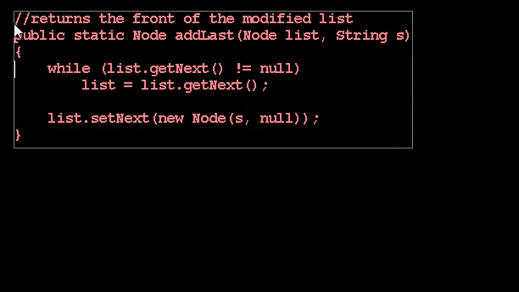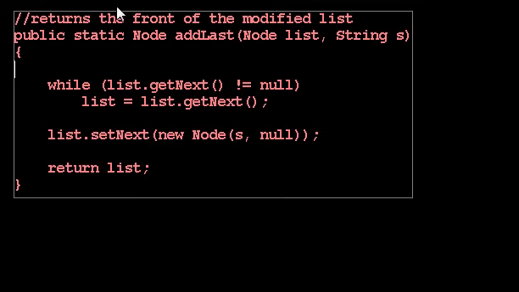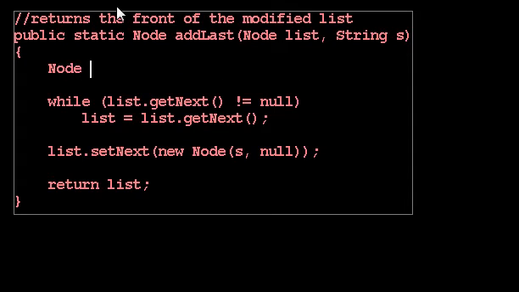But we now have this additional challenge of returning the front of the modified list. How do we do that? We don't have the front anymore. We lost it when we walked down the list. So returning list is wrong. That returns the second to last node now. I don't want the second to last node. I want the front of the modified list. So the solution is make a note of the front of the list before you start destroying, losing it and walking down the list. Then we could return front at the end.